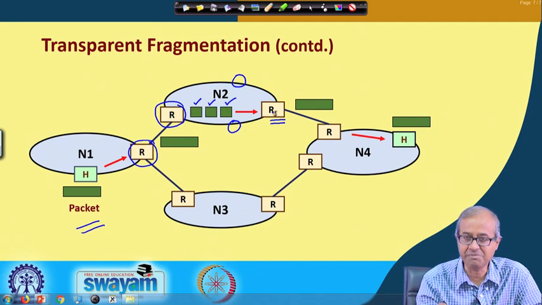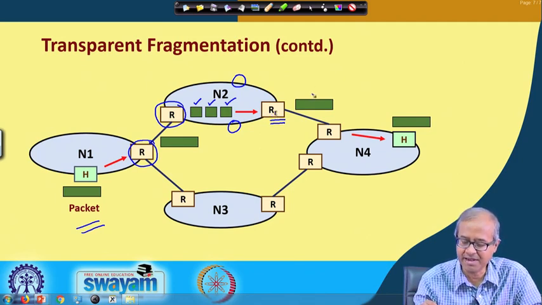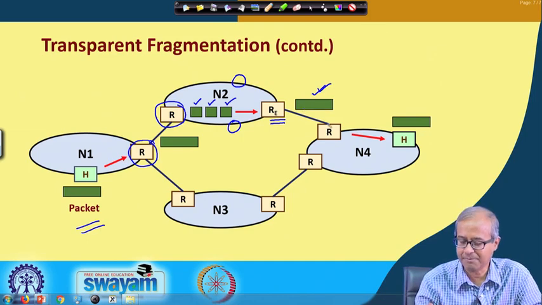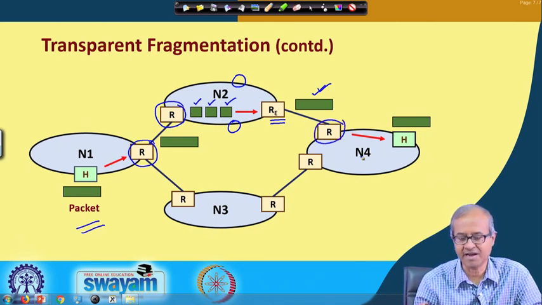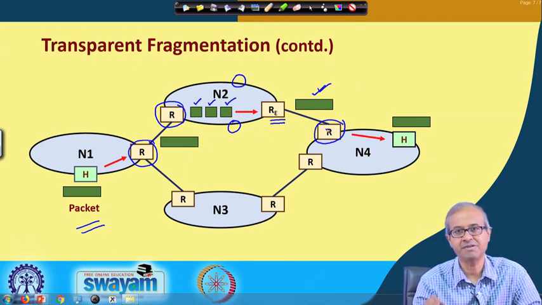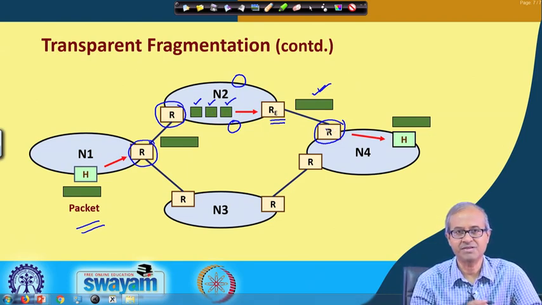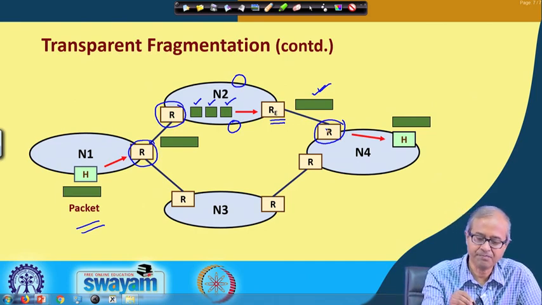They are sent to the same exit router, which will again reassemble them back into the original packet, and that packet will now reach network N4. Now, this particular router in network N4 will not be aware of the fact that there was a fragmentation earlier, because what it receives is the original packet. This is transparent fragmentation. Okay.